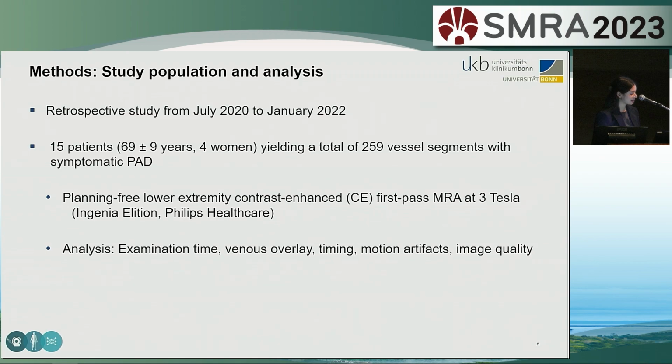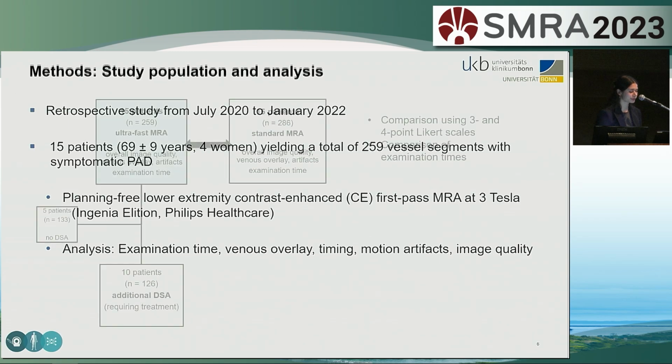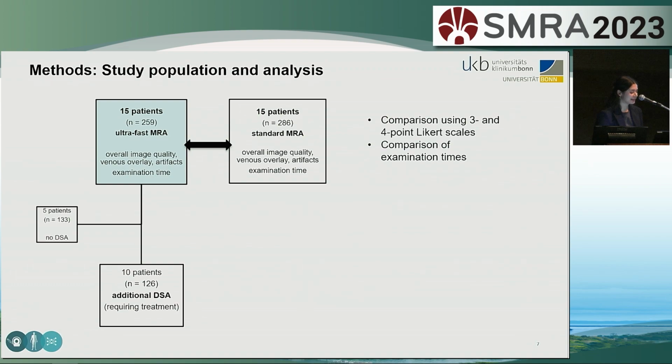We analyzed examination time, venous overlay, timing, motion artifacts, and overall image quality, to name a few. In a per-segment analysis, the parameters I mentioned, minus the examination time, were evaluated by 2 independent readers using 3- and 4-point Likert scales, and compared to another collective of 15 patients who obtained regular MRA. The average examination time for both groups was analyzed and compared to each other.